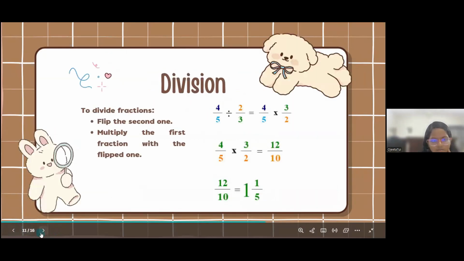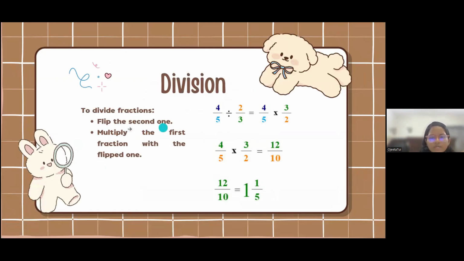Division. Yes. So to divide fractions, we have to flip the second one. Like, let's use this example over here: 4 by 5 divided by 2 by 3. So it says to flip the second one. When we flip the second one, we get 3 by 2. And then we multiply the first fraction with the flipped one: 4 by 5 into 3 by 2.